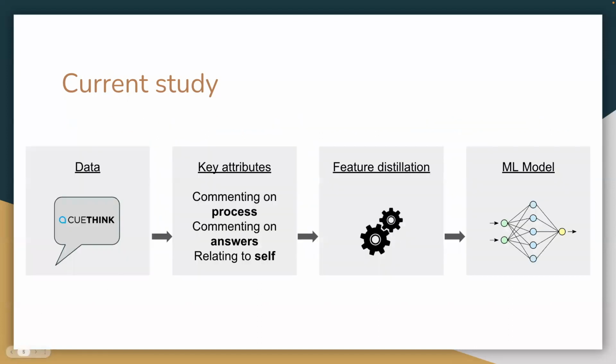And here is an overview of how we developed these detectors. As shown in the graph, we first collected peer feedback from a math digital learning platform called QThink. We analyzed the feedback and identified 3 attributes that are particularly relevant and salient in the dataset, which are commenting on the process, commenting on the answer, and relating to self.